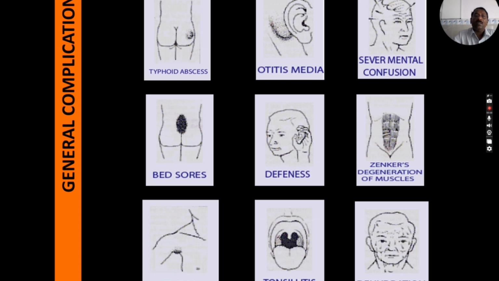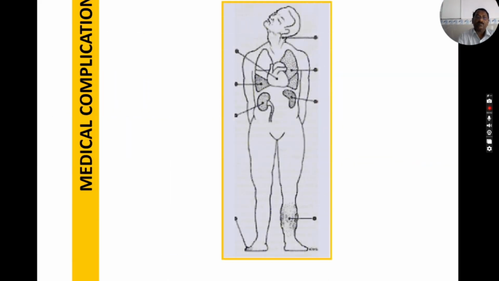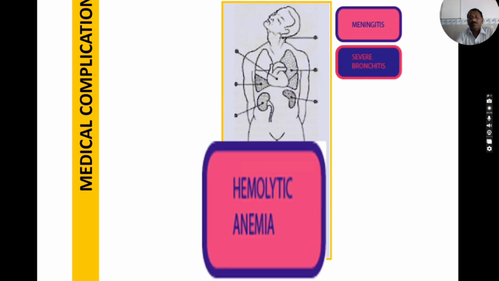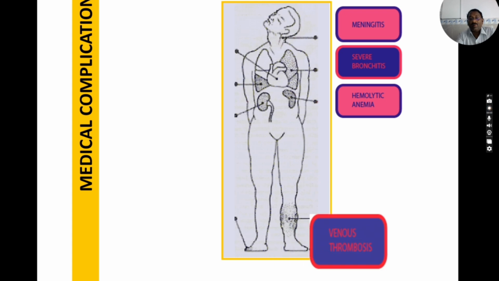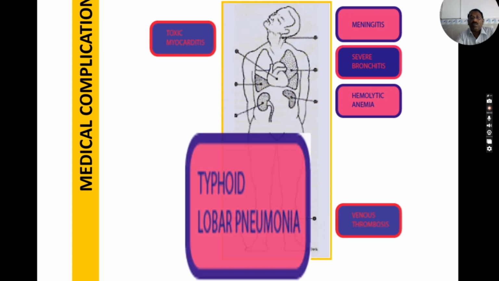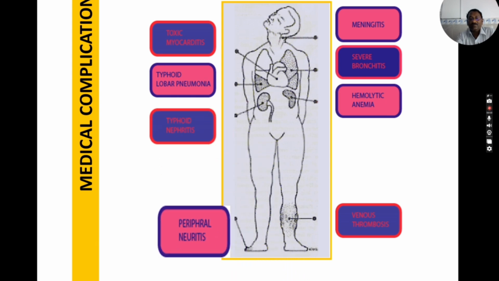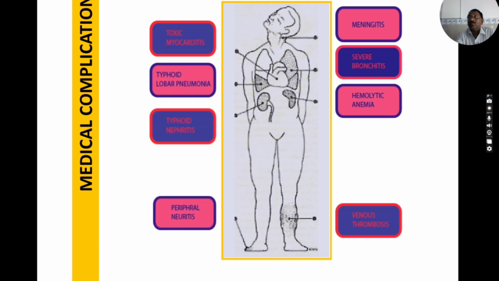See the typhoid abscess, otitis media, mental confusion, bed sores, deafness, tonsillitis, dehydration. See the meningitis, severe bronchitis, hemolytic anemia, venous thrombosis, myocarditis, pneumonias, nephritis, peripheral neuritis. So these are also important in typhoid fever. Almost all organs in the body will be involved in chronic typhoid fever.